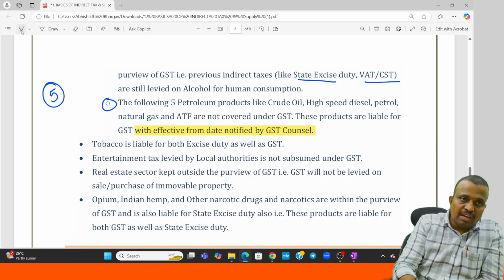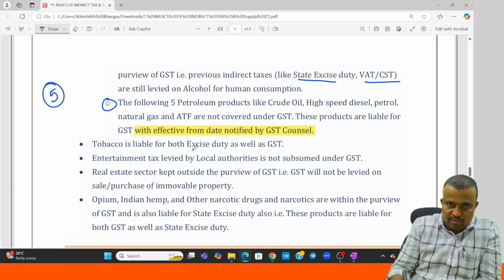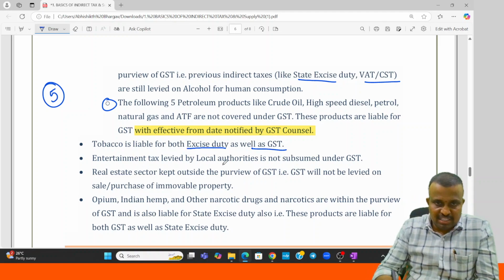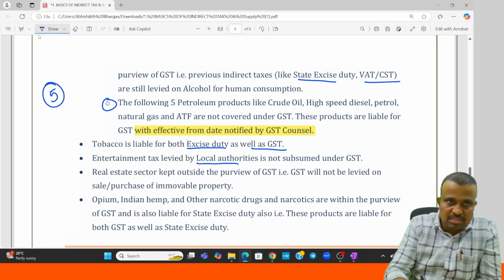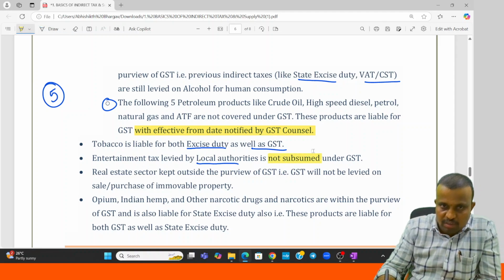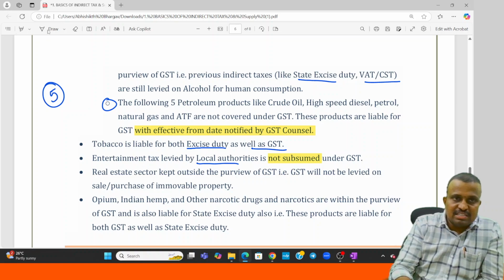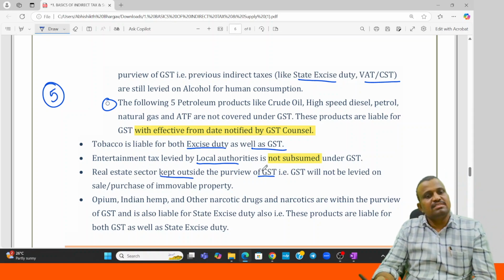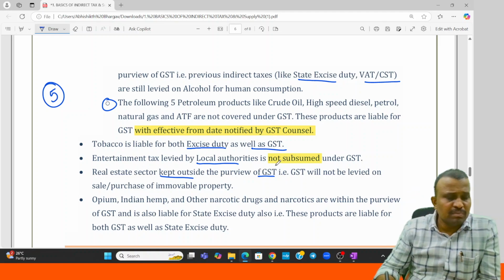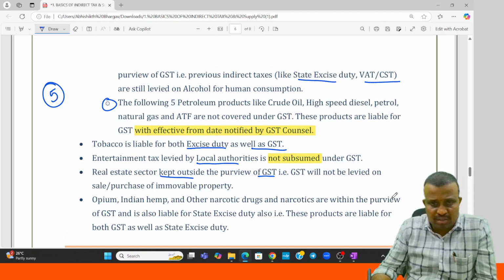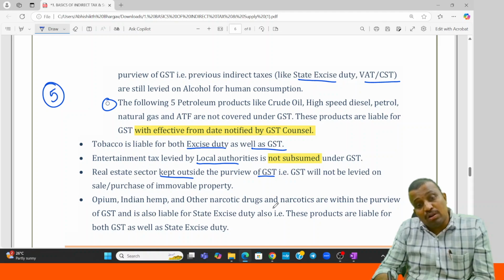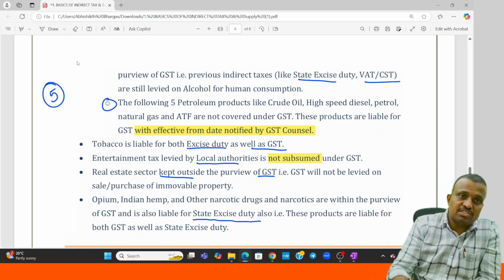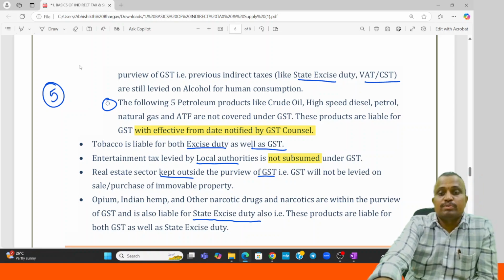Okay. And tobacco product is liable for both excise duty as well as GST. And entertainment tax levied by local authorities is not subsumed under the purview of GST. And the real estate sector is completely outside the purview of GST as it is an immovable product. And opium, Indian hemp, and other narcotic drugs are within the purview of GST, and they are also liable to state excise duty. Both GST and state excise duties are imposed.